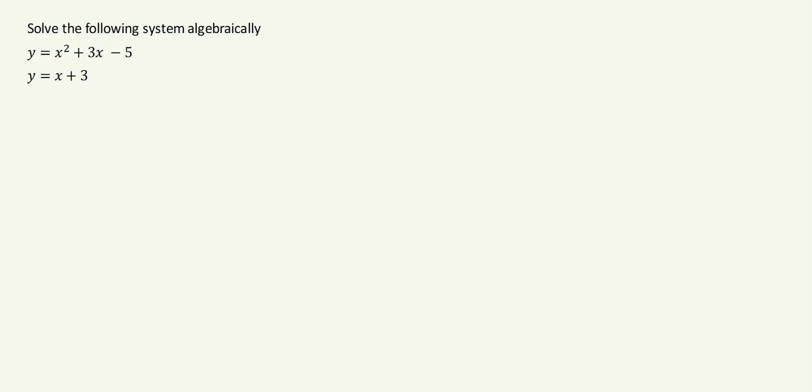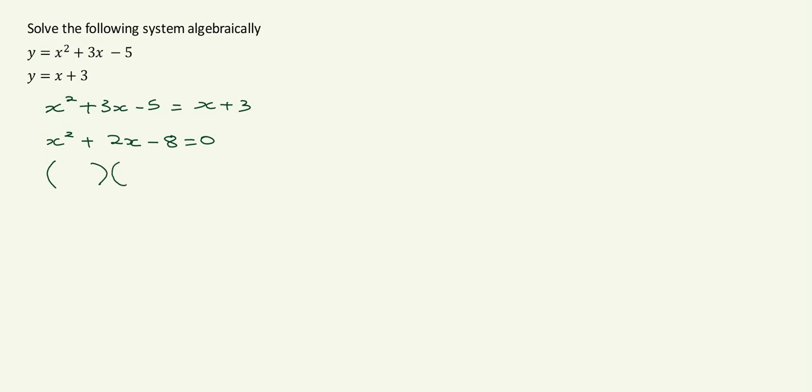So we want to solve y equal to x squared plus 3x minus 5, and y equal to x plus 3. Now we already have these equations in the desired form, so what we're going to end up with is x squared plus 3x minus 5 is equal to x plus 3. Now we're going to group common terms, so we have x squared plus 2x minus 8 equal to 0. So we're going to factor this quadratic equation.